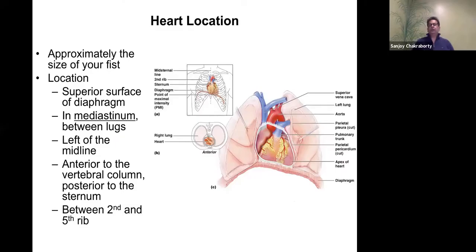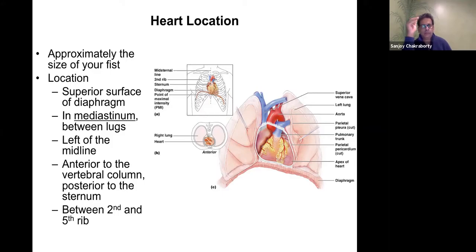Okay, so one more time. The heart is located within the pericardial cavity, in the pericardial cavity within the mediastinum. Now, there are a couple of other ways you can explain where our heart is located.